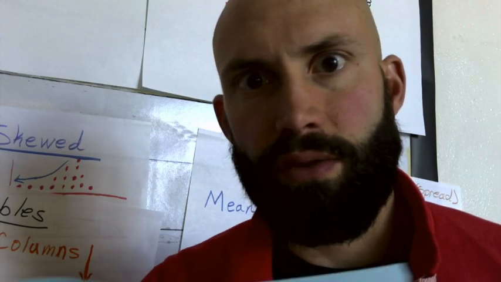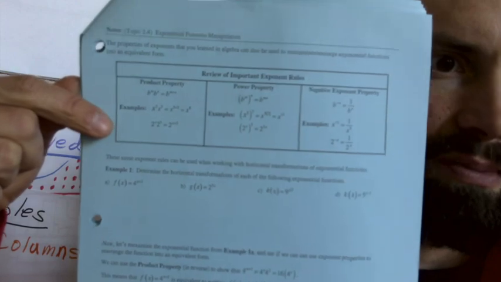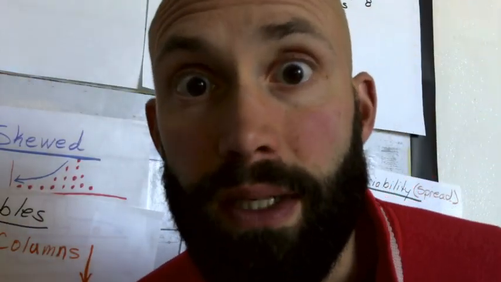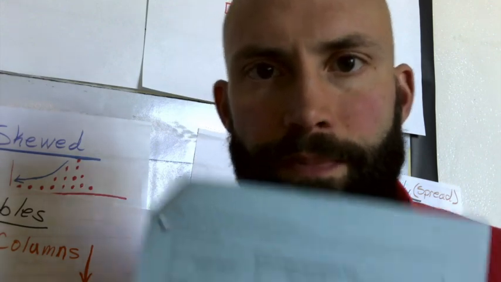Right, we are on lesson 4, which is talking about exponential functions and their transformations. A key part of this lesson is going to be remembering our exponent rules. So there's a quick summary at the top of exponent rules that you need to read. Make sure you read them so you remember those rules. They're going to come into play here.